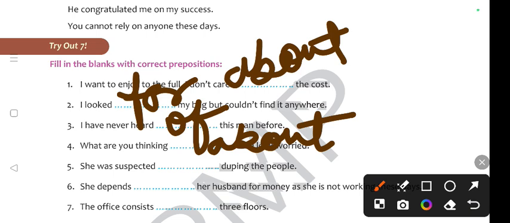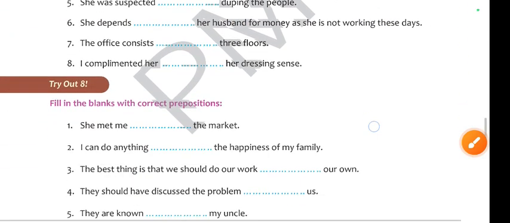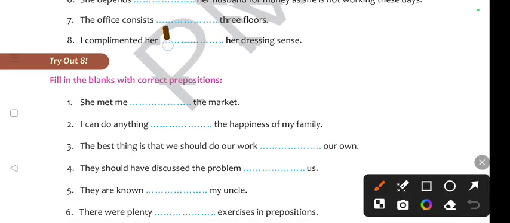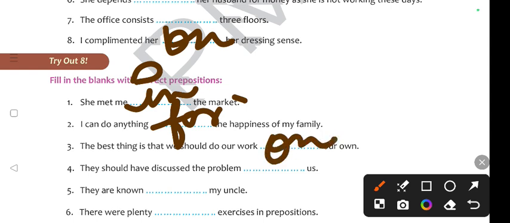She was suspected of duping the people. She depends on her husband. The office consists of 3 floors. I compliment her on her dressing sense. She met me in the market. I can do anything for the happiness of my family. The best thing is that we should do our work on our own. They should have discussed the problem with us. They are known to my uncle.